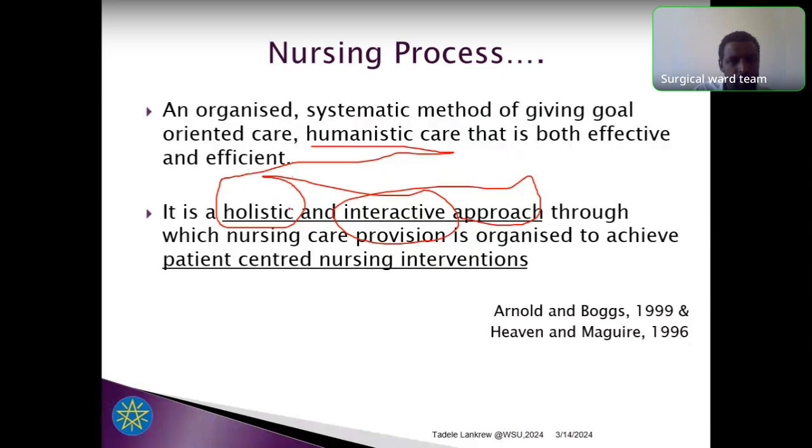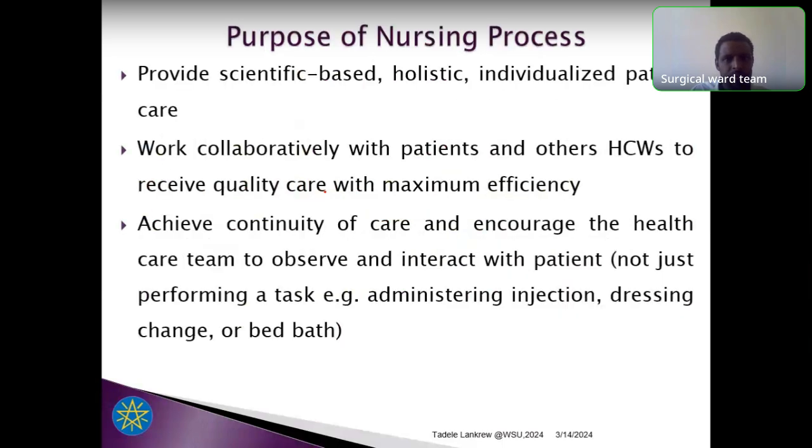So the nursing process focuses on a holistic approach. That means it focuses on the human response of the patient. And when you see the purpose of the nursing process, it provides scientific-based nursing care, holistic care, and individualized patient care.